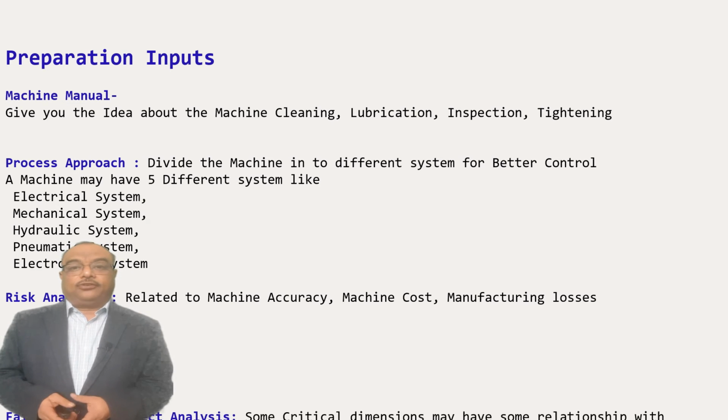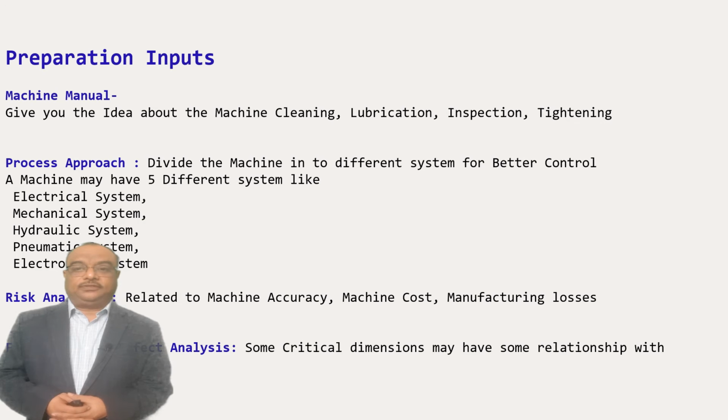And the fourth term is failure mode and effect analysis. In failure mode effect analysis, some of the critical dimensions are related to the machine or machine maintenance. If we don't consider those kinds of risks during the preventive maintenance, again, the organization may have some failure related to the product conformity. So that's why it is very important to consider this failure mode and effect analysis as an input for preventive maintenance planning.